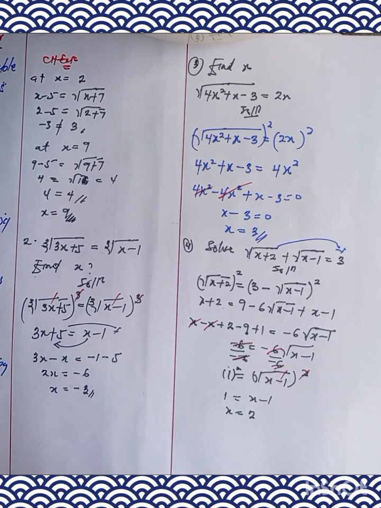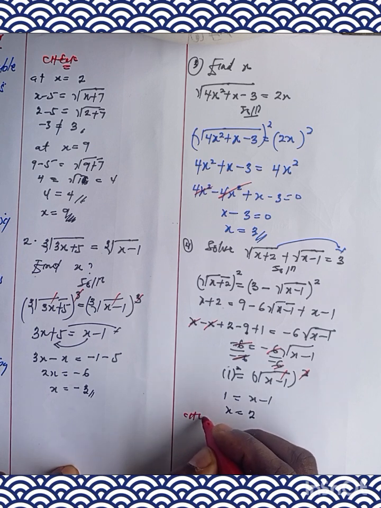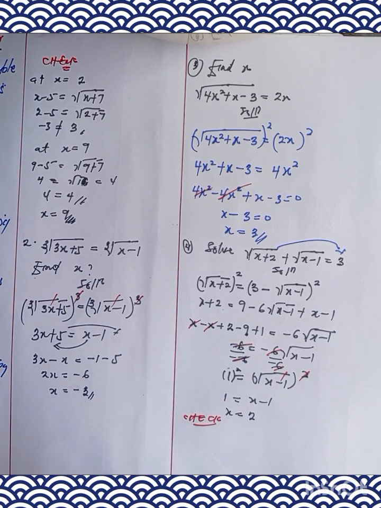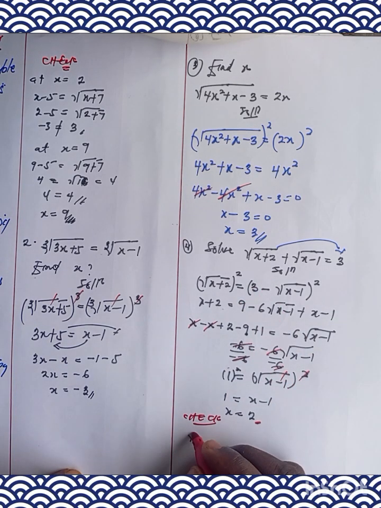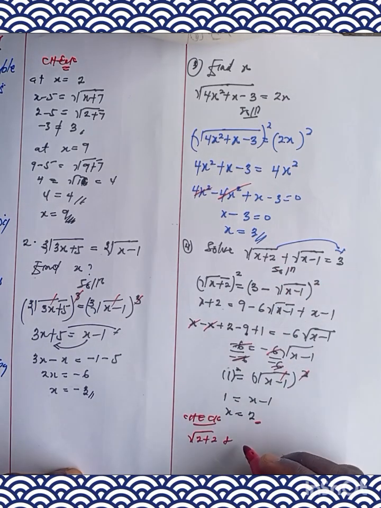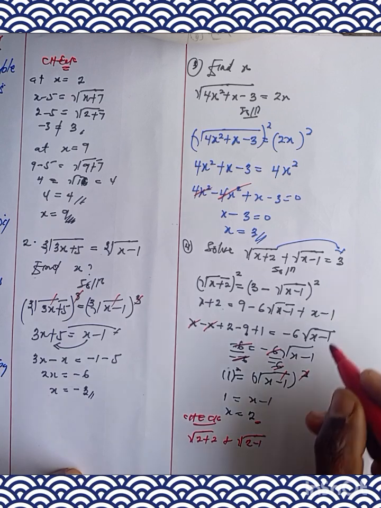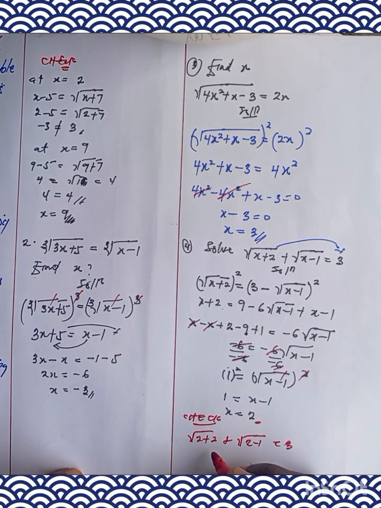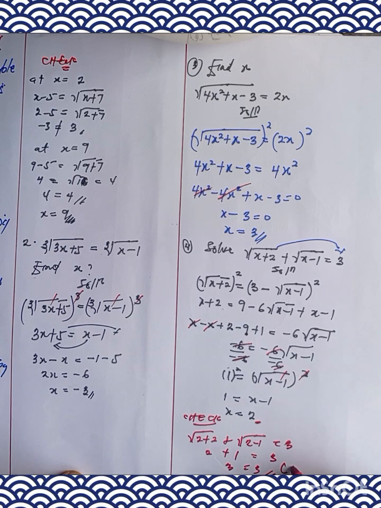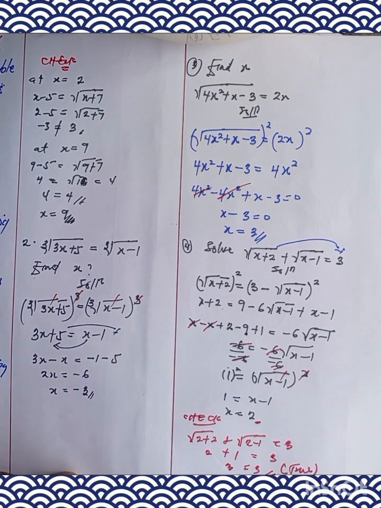Now we can check to see if this solution satisfies the equation. So let's check. So at x is equal to 2, we are going to get root of 2 plus 2 plus root of 2 minus 1, which is equal to 3. 2 plus 2 is what? 4. Root of 4 is what? 2. 2 minus 1 is 1. Root of 1 is 1. And you can see that 3 is equal to 3. So this satisfies the equation, and therefore it is true.